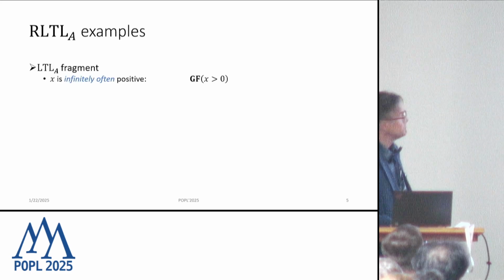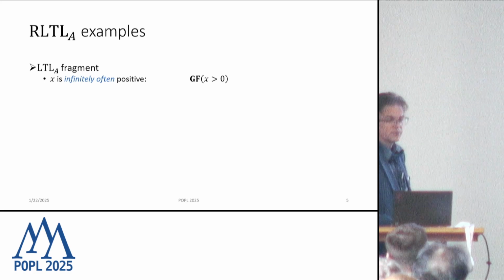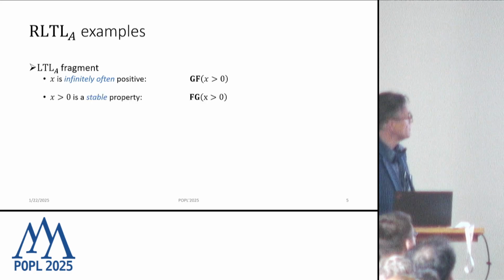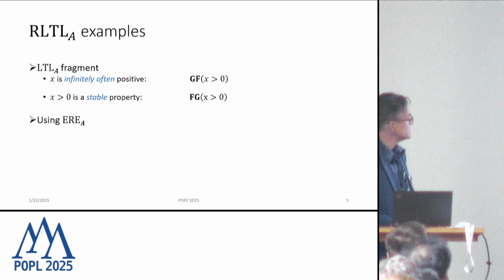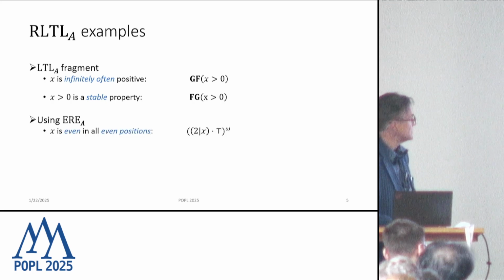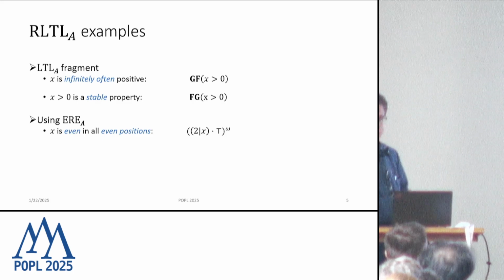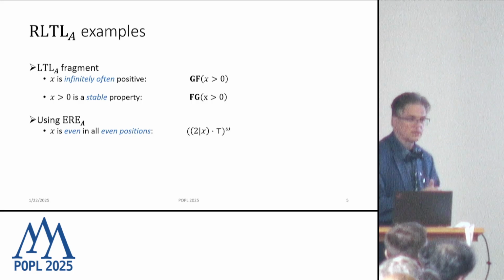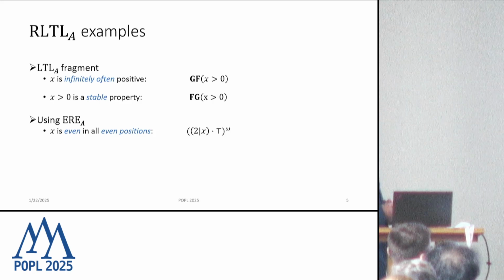So here are a few examples. In the pure LTL omega-regularity fragment, you can say things like x is infinitely often positive, or x being positive is a stable property, it's finally globally positive. Using extended regular expressions, you can say things like x is even in all even positions. That is one of the classical examples by Wolper that cannot be expressed in LTL.